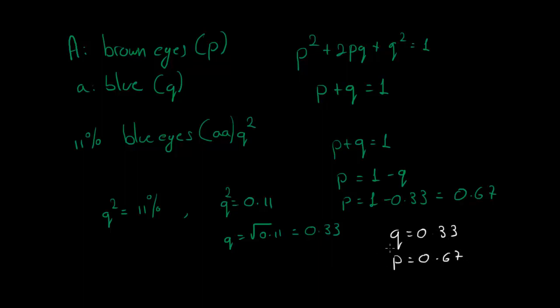So this is the answer for the question, but I can also find more things if I want to. For example, I can find how many people have the homozygous dominant genotype, since I know the value of P, and I can also use the 2PQ to find how many people are heterozygous.